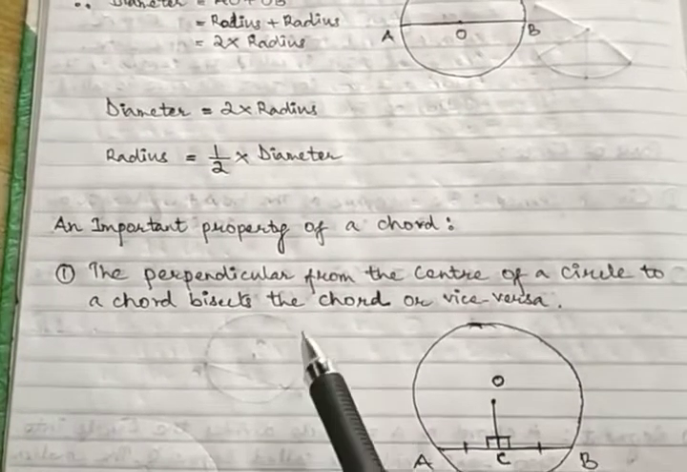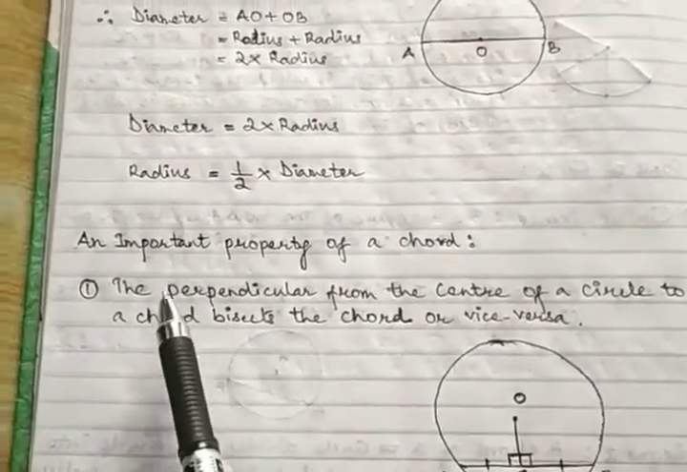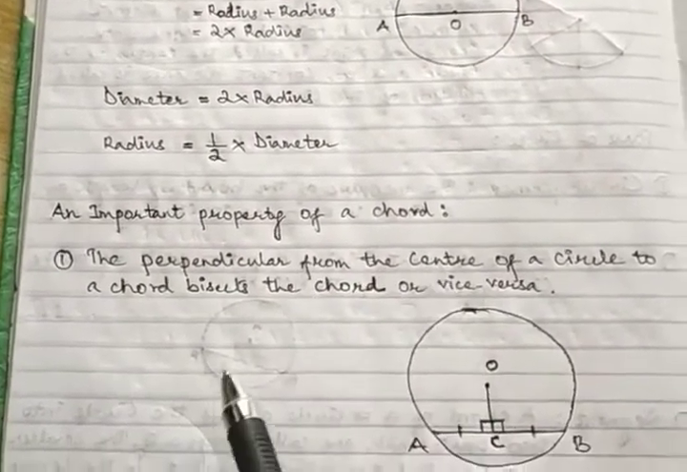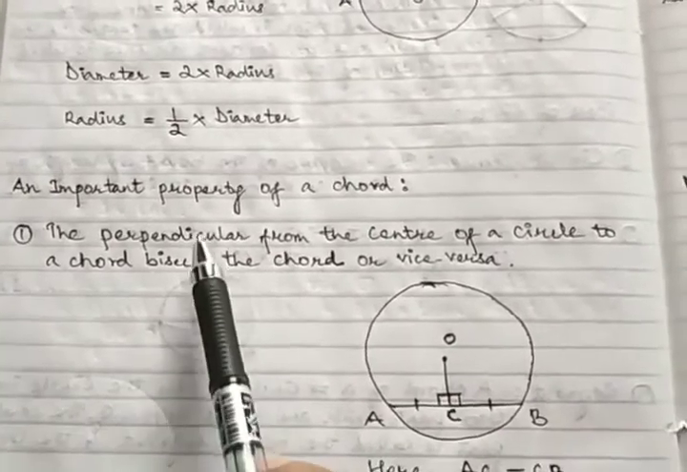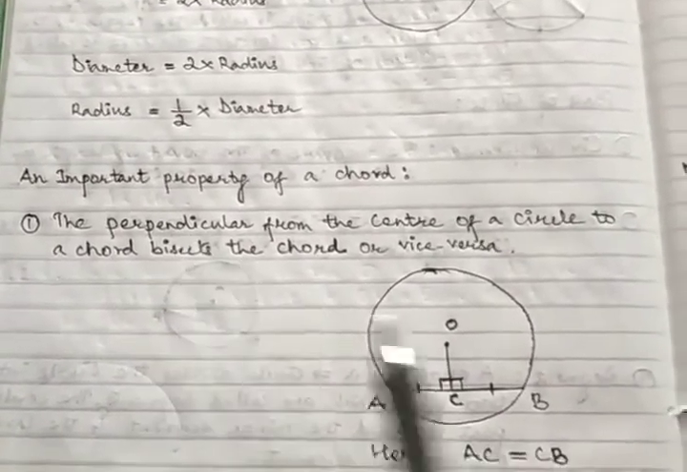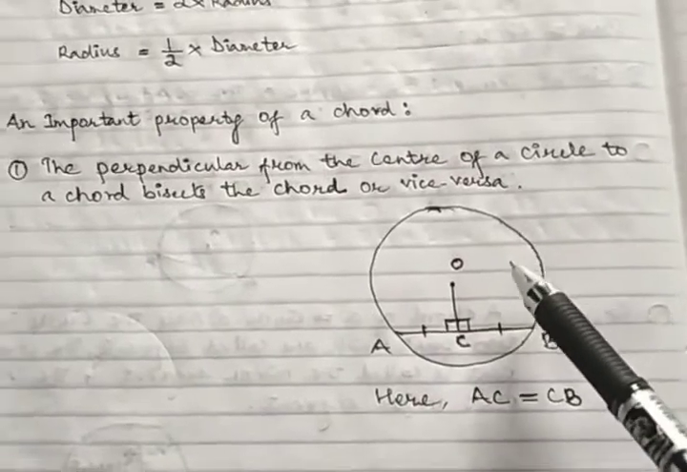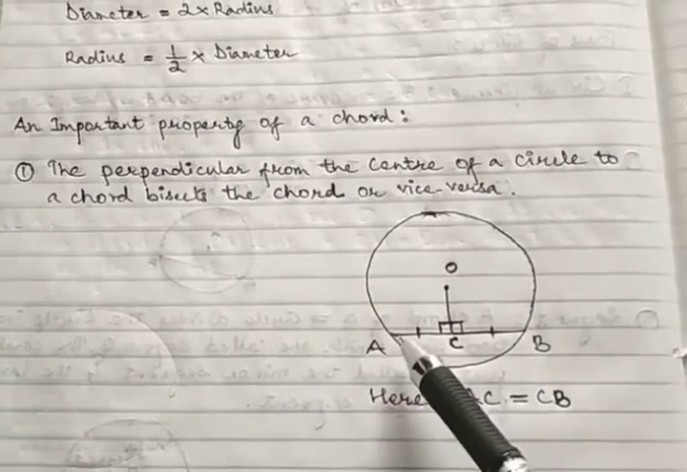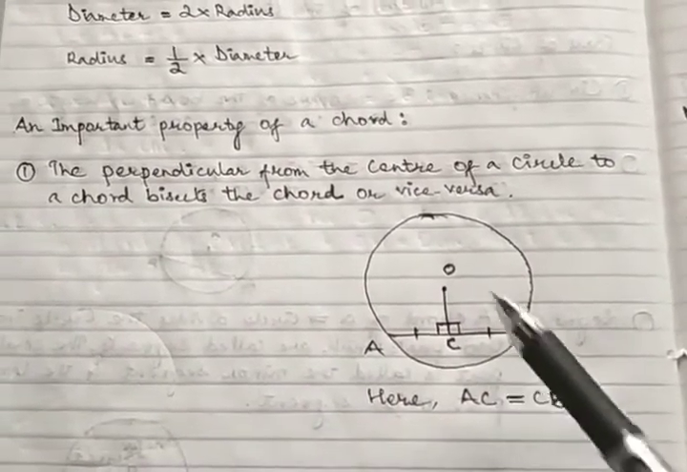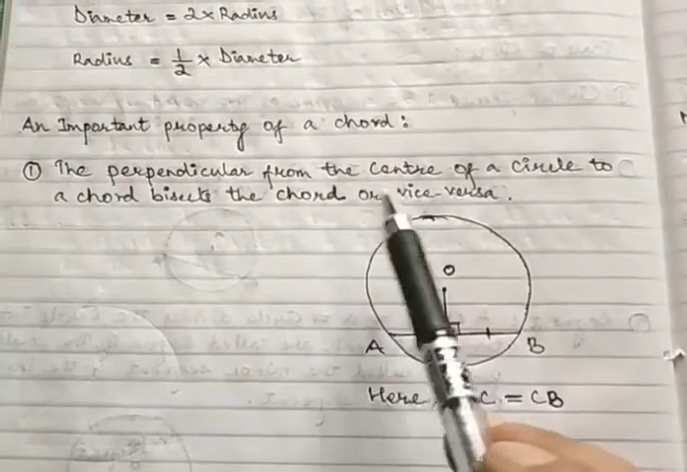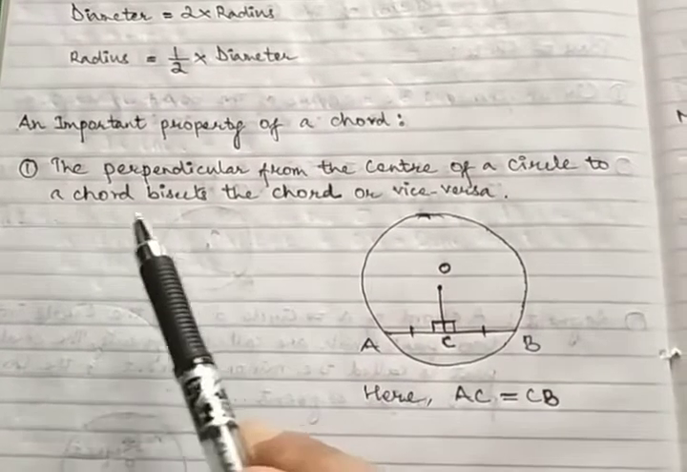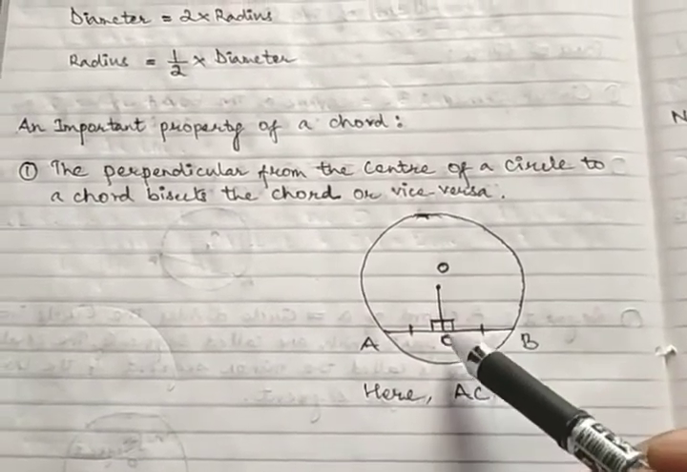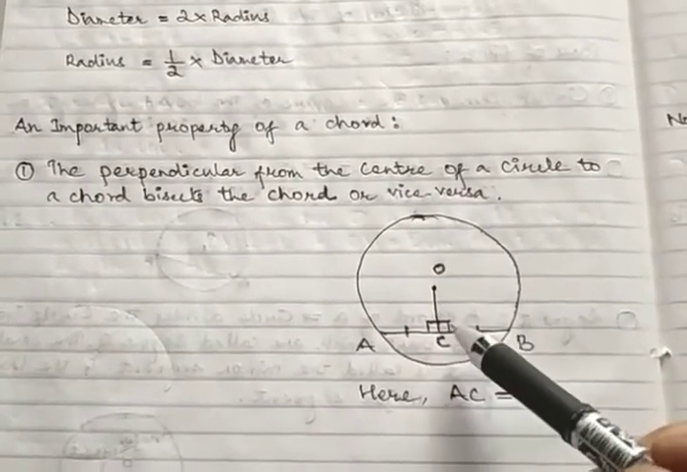The perpendicular from the center of a circle to a chord bisects the chord, or vice versa. Vice versa means the other way around. What does perpendicular mean? It means 90 degrees, isn't it? So let's see the figure, it will be easier for you. I've drawn a circle with center O, and I've drawn a chord. AB is our chord. A perpendicular from the center of a circle to a chord.